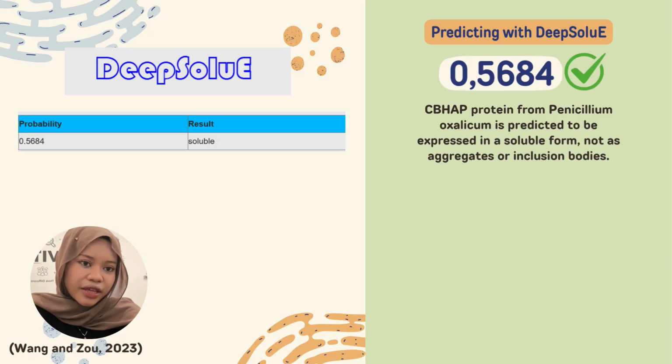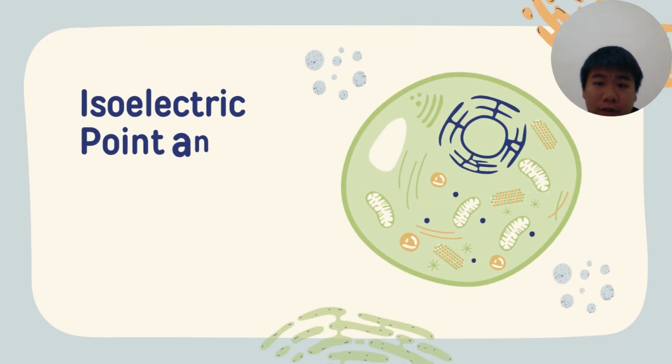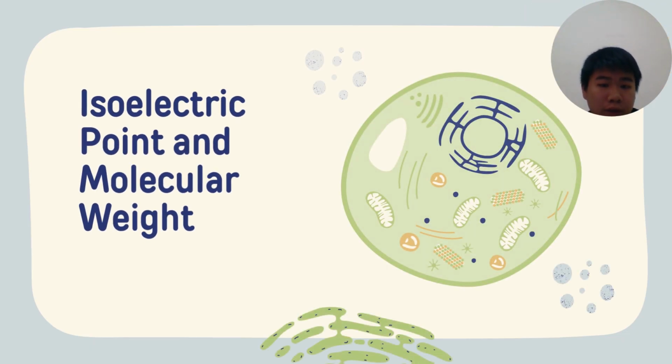And finally, the last one: it doesn't show signs of having parts that usually lead to clumping and aggregation, and that's important because clumping can cause proteins to become insoluble. Overall, these features suggest that CbhA has a balanced structure that helps it stay soluble, which is what DeepSoluE picked up on. Next, we will talk about isoelectric point and molecular weight.